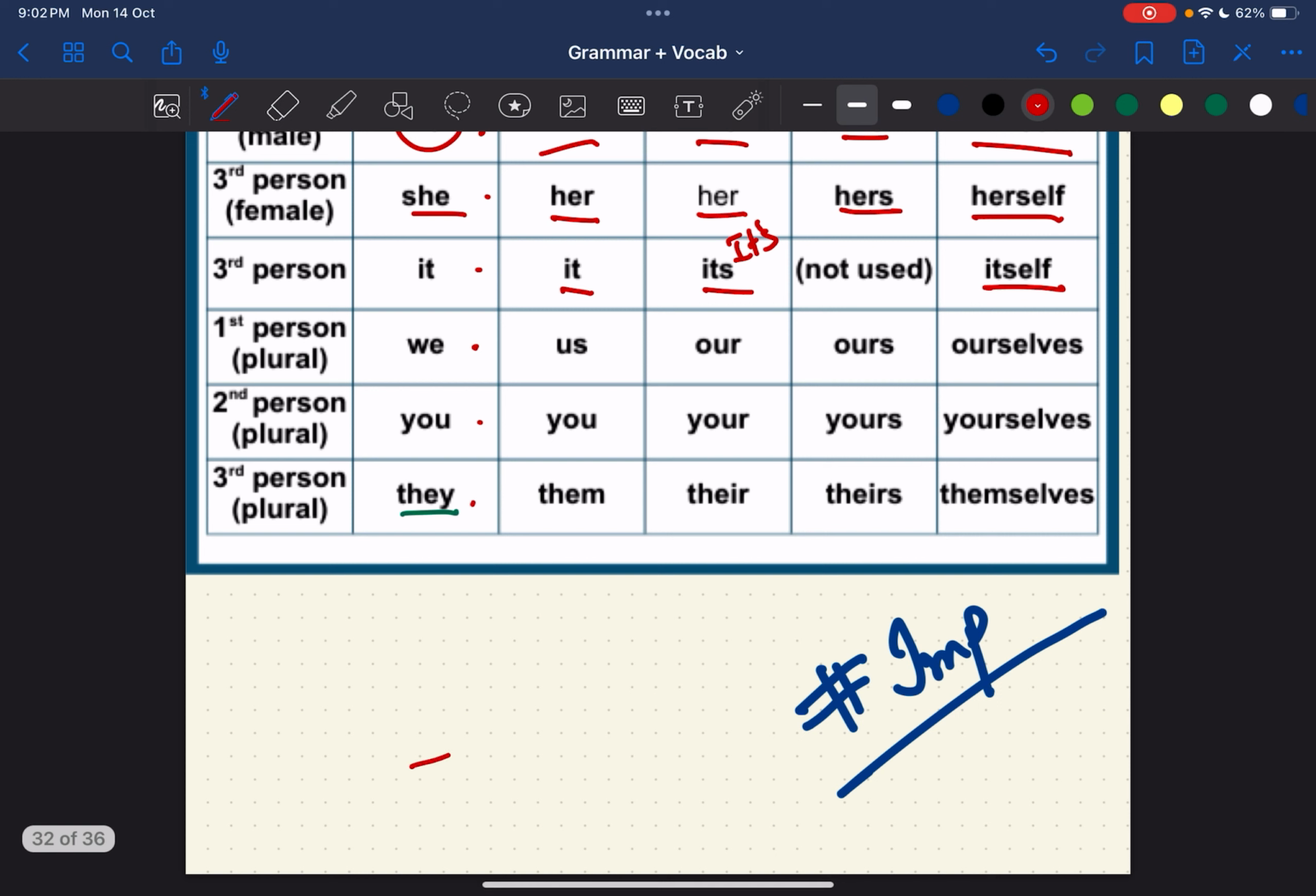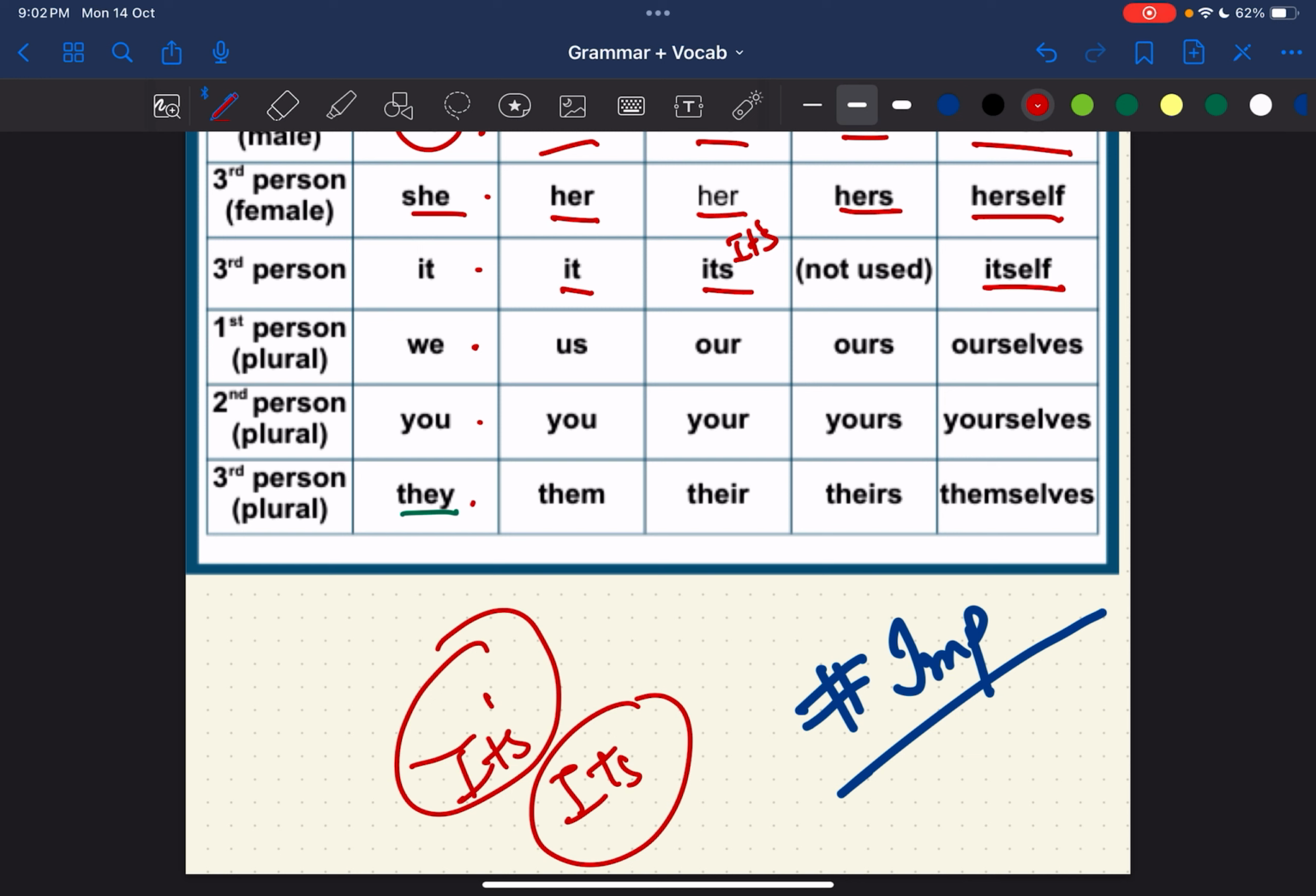Needless to say, this is important. There's a difference between its and it's. Like with apostrophe and without apostrophe, there's a difference. Its without apostrophe is your possessive, as in it's my bag. But when I say it's with an apostrophe, this is just the shorter version of saying it is.